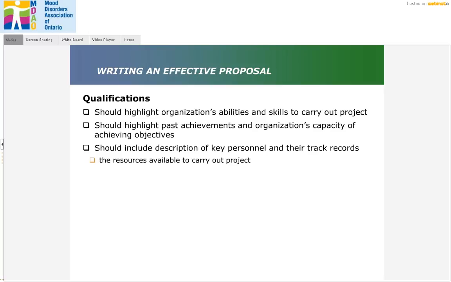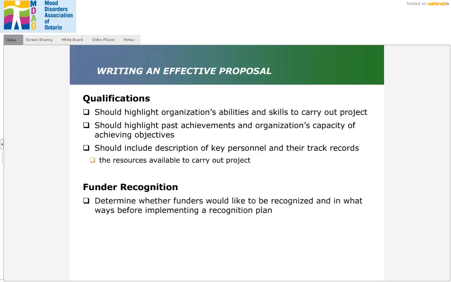With regard to funder recognition, many funders would, of course, like to be recognized, but you should first determine whether funders would actually like to be publicly recognized, because some funders may prefer to be silent partners, for instance. So determine whether funders would like to be recognized and in what ways before you actually implement a recognition plan.